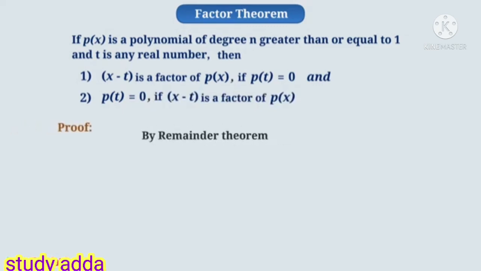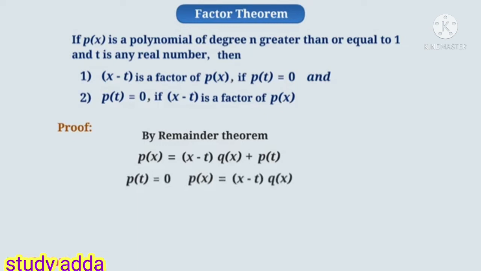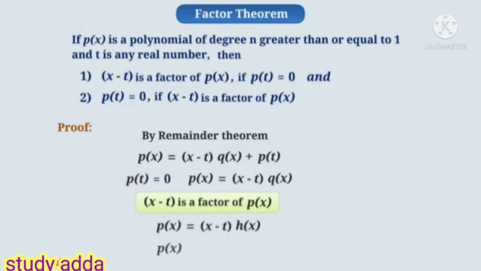By remainder theorem, we can represent it like this. If p of t is equal to 0, p of x is equal to x minus t, q of x. This shows that x minus t is factor of p of x. Since x minus t is a factor of p of x for some polynomial h of x, so in this case, p of t is equal to 0. Therefore, we have proved the theorem.